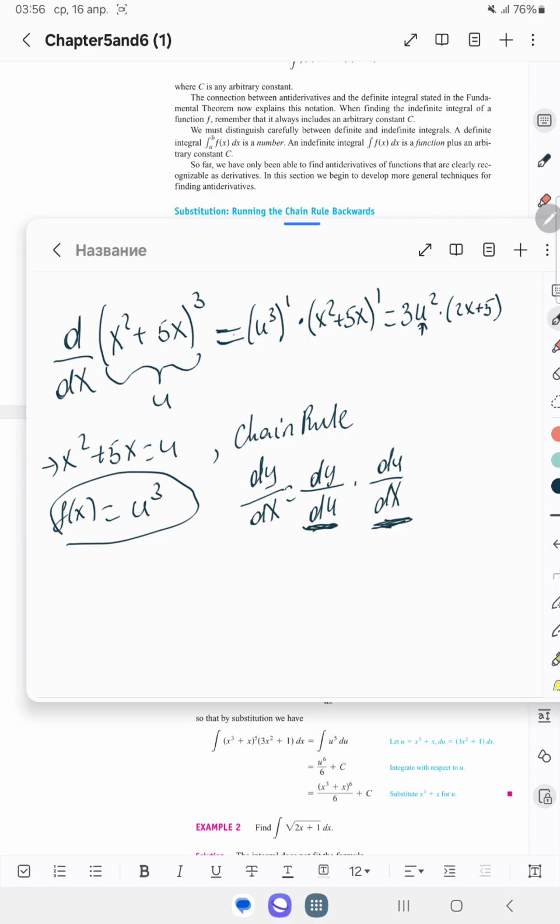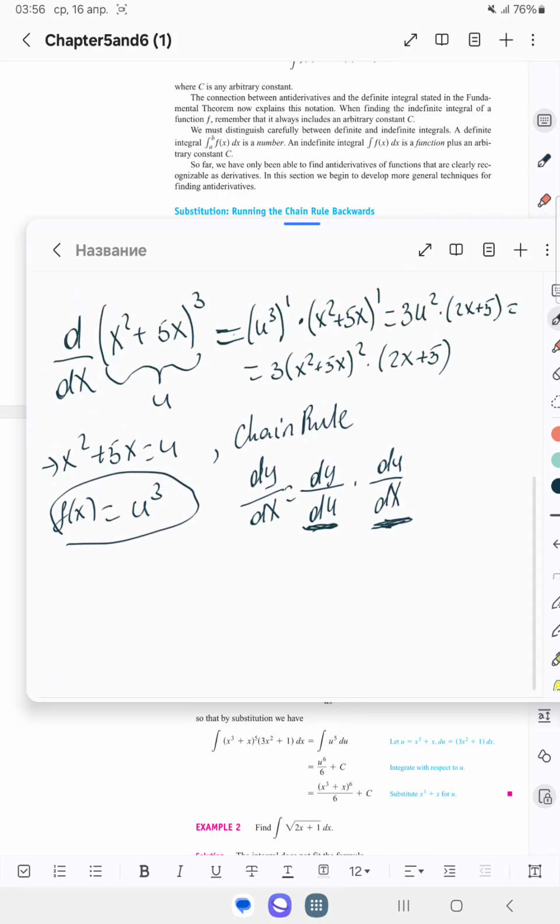We cannot keep u like this. So u is x squared plus 5x. We should write 3 times (x squared plus 5x) squared times (2x plus 5). And that's it. I hope it's clear.